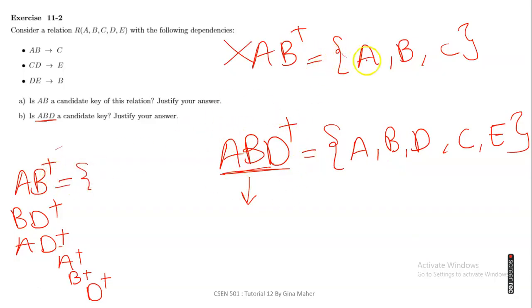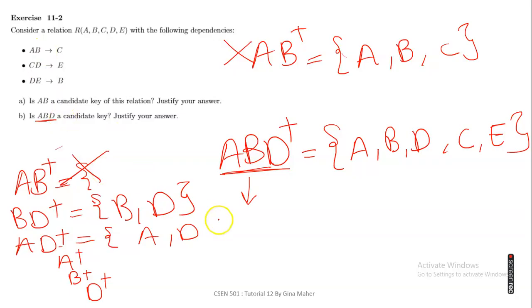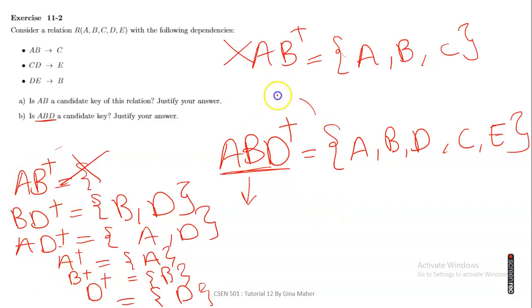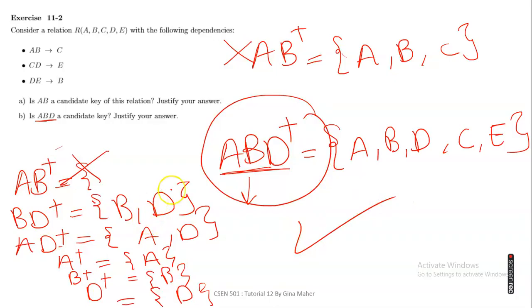Let's check AB. We already did it, so this one cannot uniquely identify the relation. If we add BD, we don't have AB, so C will not be added. We don't have CD, we don't have DE, so this one is not a candidate key. AD, nothing can be added. A, B, D. Since none of the subsets can uniquely identify a relation, this one is a candidate key.